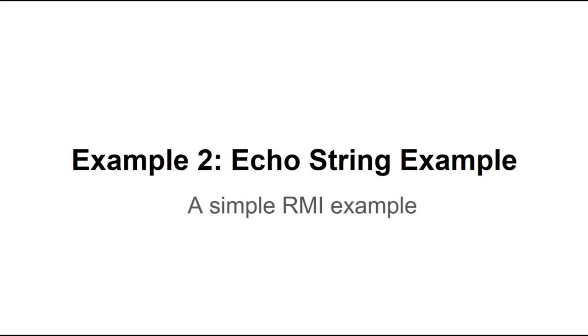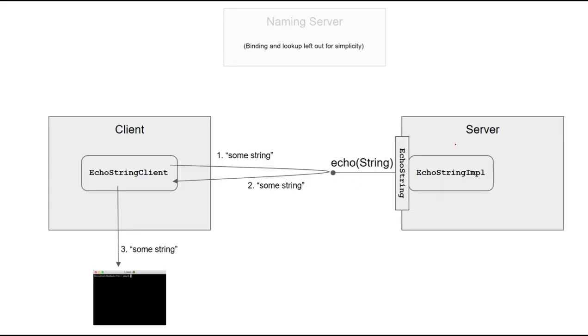Whereas the previous example printed just Hello World, in this particular case we want to be able to return any string. So it's also a very simple example. We've got a server, we've got a client. The server needs to bind the service within the name server or within the registry, and they have an echo string interface and an echo string implementation.